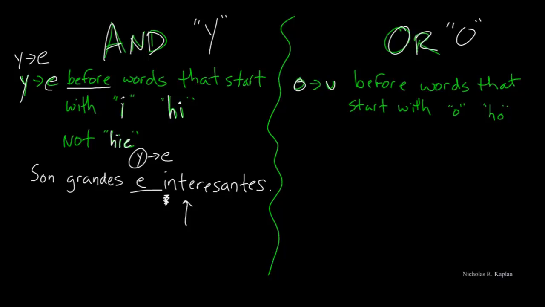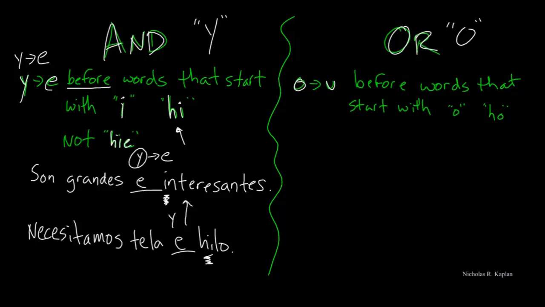Let's look at another example. We need thread and needle. Alright, so normally to say "and," we would put in a "y," right? Just like we've always learned. But this next word starts with "hi," and if it starts with "hi," that falls in one of our rules, then we are going to change it to an "e." So, "necesitamos tela e hilo." The only exception is "hie," we don't have to make the change.